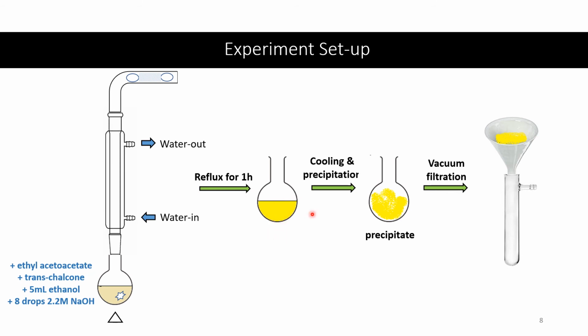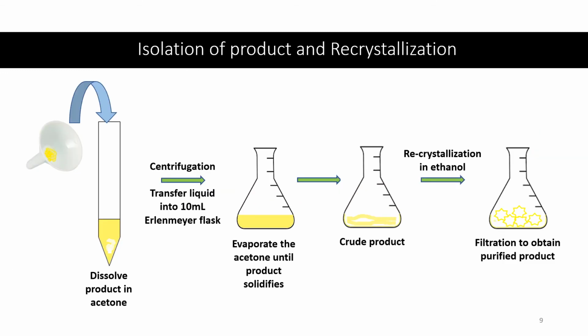After the reaction is done, we are going to cool this mixture. When we cool a solvent, the solubility of a certain compound in that solvent would decrease. So we would see the precipitation of our product, and we will be able to collect it by vacuum filtration. At this point, this product is still considered a crude product. We would need to isolate our product and purify it by recrystallization in order to obtain a pure sample of the final product.